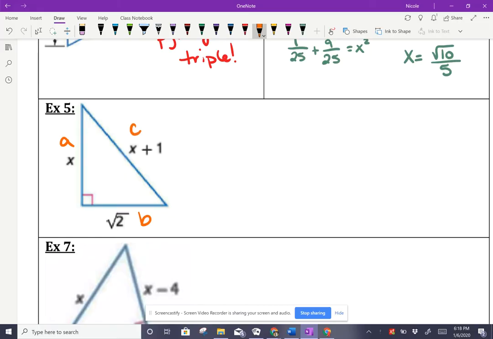So don't get overwhelmed by this. First, plug it into the theorem. Plug it into Pythagorean theorem. See what you can make of it. Just make sure when you are squaring that you're doing it correctly. So let's lay this all out.